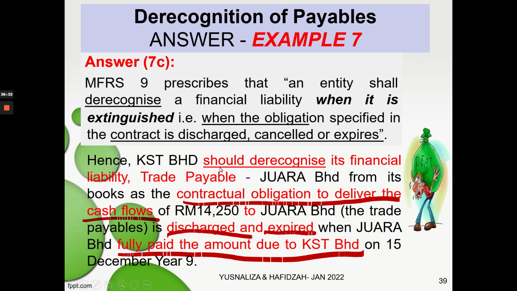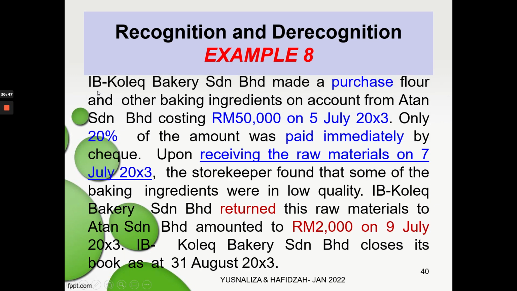So meaning to say that on this date, 15th of December, there is no more trade payable Juara Berhad in the current liability of KST in the statement of financial position. You have another one, IB Collect, and this is the last example.